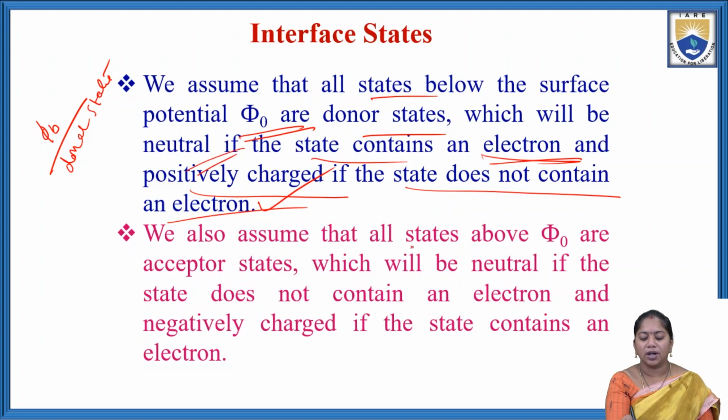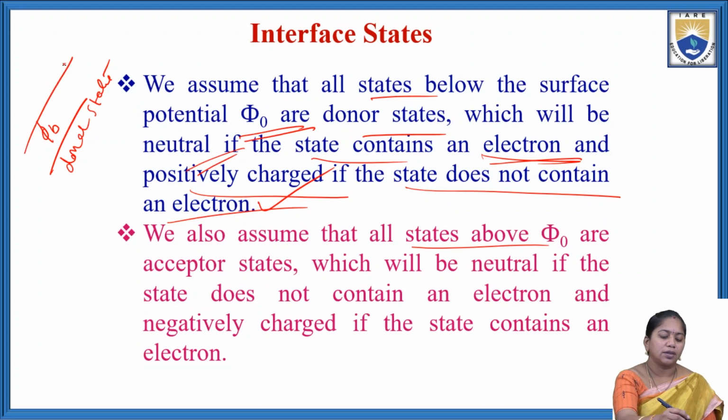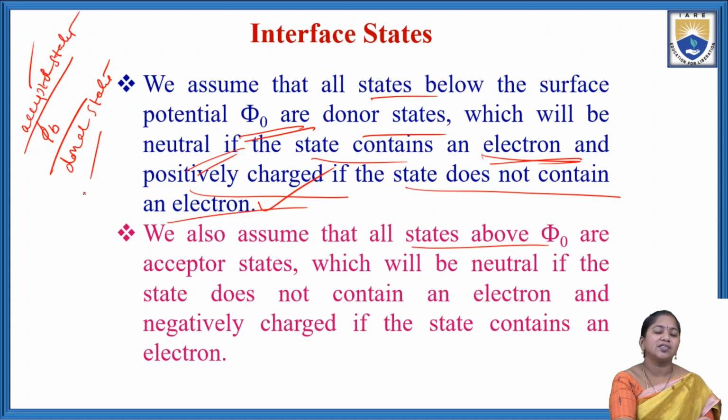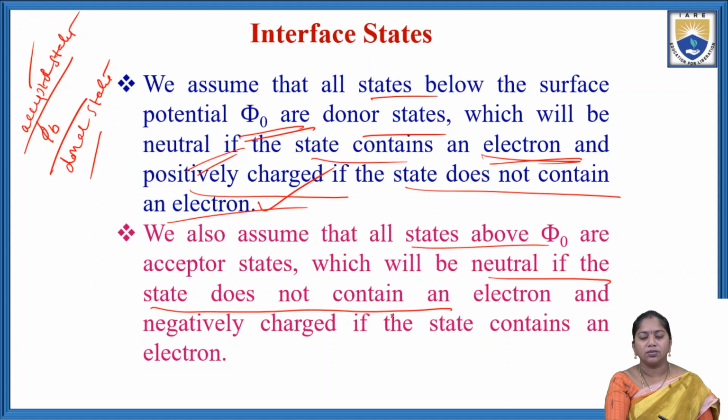We also assume that the states above φ0 are the acceptor states. Above states are the acceptor states, below states are the donor states. All the states above φ0 are the acceptor states, which will be neutral if the state does not contain an electron, and negatively charged if the state contains electrons.